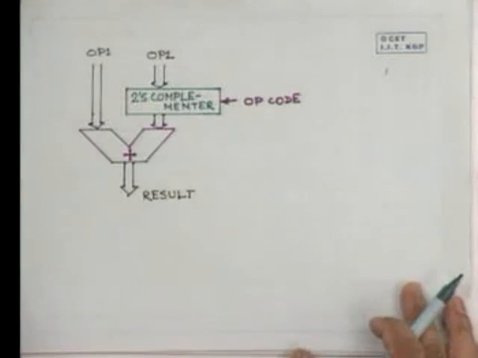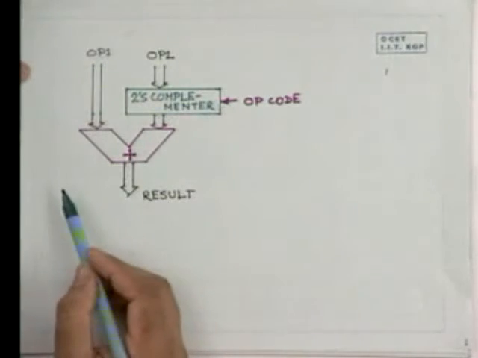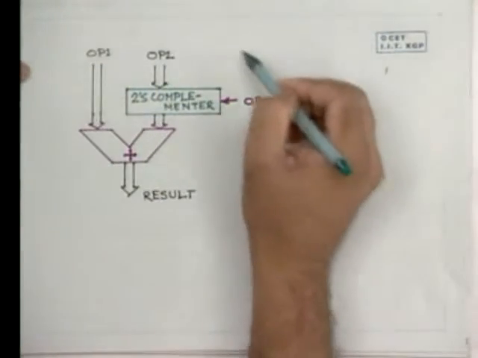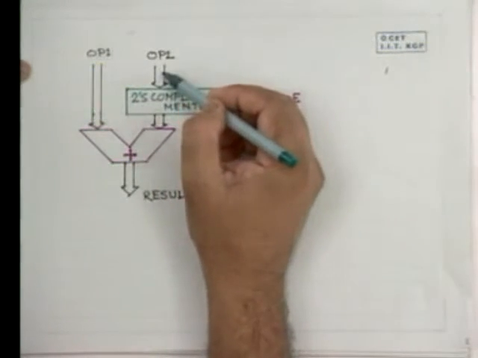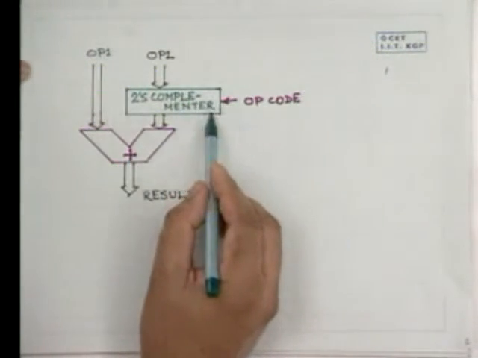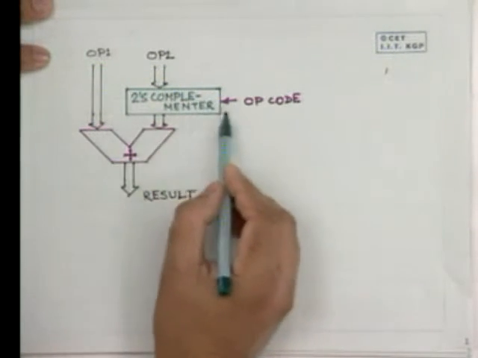Now, let's see an arrangement like this. What arrangement can we have? So we have simply an adder. This is our adder-subtractor unit. This is our operand 1. This is operand 2, where we have a subunit which determines the 2's complement. We call it the 2's complementer.